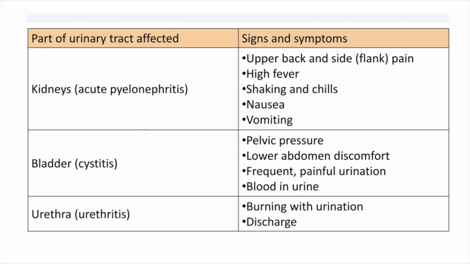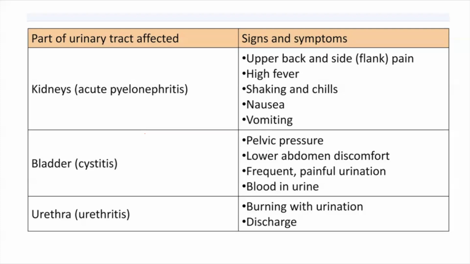In the next slide, I will describe the signs and symptoms. I will start from the lower urinary tract infection, which includes the urethra and bladder. The infection of the urethra is called urethritis, and the infection of the urinary bladder is cystitis. These are the lower urinary tract UTIs. In cystitis, the signs and symptoms are dysuria, frequency, urgency, and suprapubic tenderness. In urethritis, we have the same symptoms, but with urethral discharge.